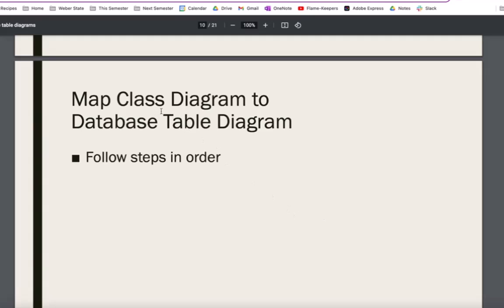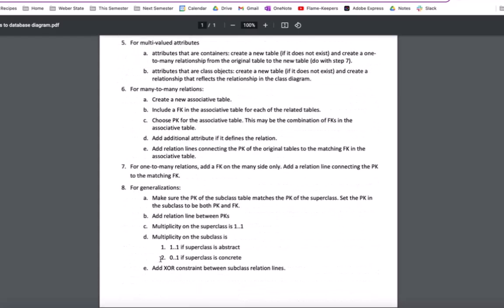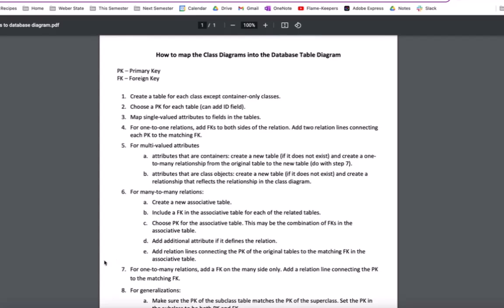In order to map our class diagram to a database table diagram, we're going to want to follow steps in order. So in Canvas, I have listed a map for mapping class to database diagram. And if you follow every one of these steps, if you make sure that you do each and every step, you will correctly have mapped your class diagram to a database table diagram. It is not an option unless you have these steps memorized. It is not an option. You need this sheet of paper. You need this PDF.